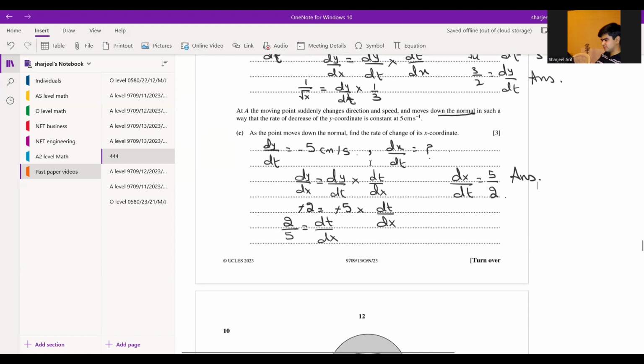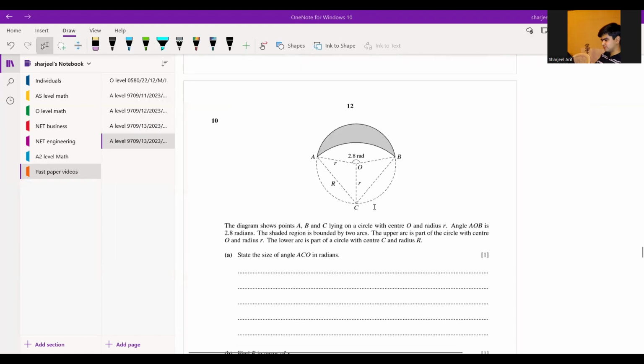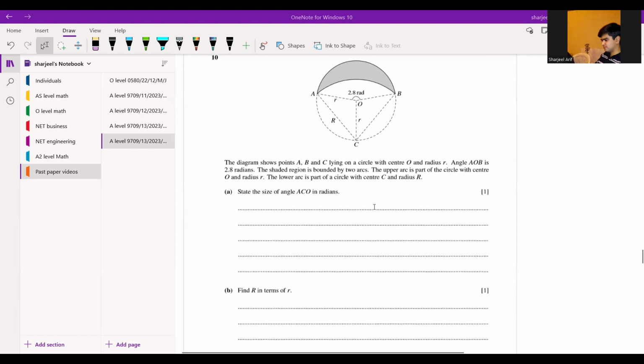Now we will move on to the next question, number 10. We have been given a diagram which has points A, B, C lying on a circle with center O and radius r. We have angle AOB equal to 2.8. The shaded region is bound by two arcs. The upper arc is part of the circle with center O and radius r. The lower arc is part of the circle with center C and radius capital R. We have to find the size of angle ACO in radians.